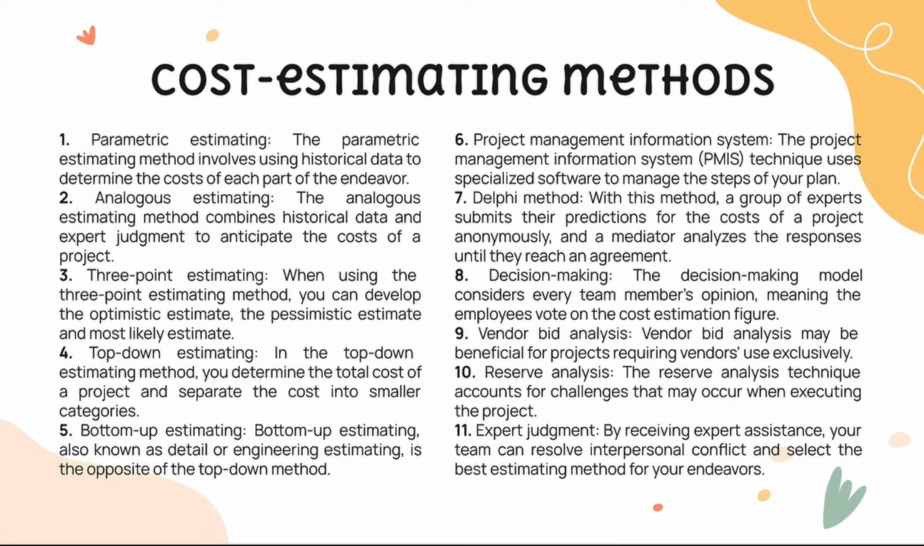3-point estimating. When using the 3-point estimating method, you can develop the optimistic state, the pessimistic state, and the most likely state. Top-down estimating. In the top-down estimating method, you determine the total cost of a project and separate the cost into smaller categories. The bottom-up estimating. Bottom-up estimating, also known as detail or engineering estimating, is the opposite of the top-down method.